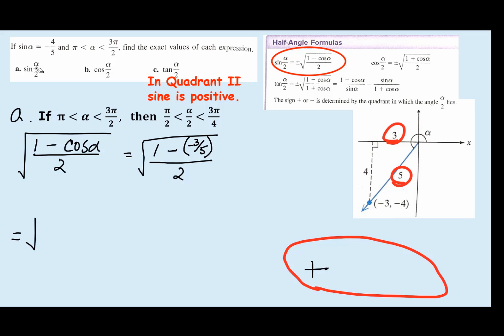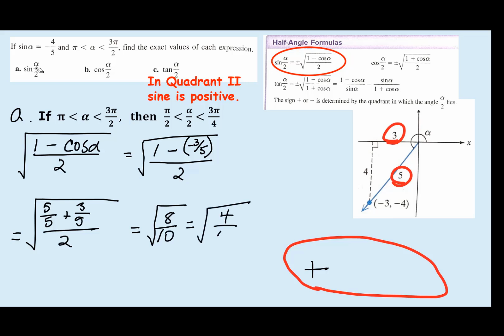And if we just add all that up, we're going to have (5/5 plus 3/5) over 2, which is going to be 8/5 over 2, which is going to be the square root of 8/10, which is the square root of 4/5. And if you get that 4 out from under the square root and rationalize that thing, you're going to have 2 square root of 5 over 5.